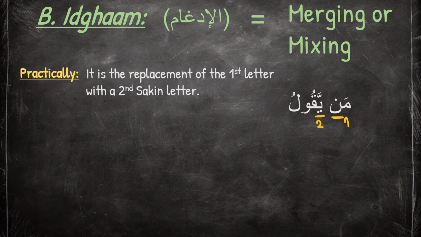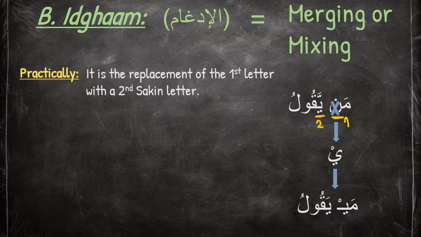Now the steps. We're going to replace this noon sakina, which is the first part, with a ya sakina, which is the second part. So remove this noon sakina and replace it with a ya sakina. Now the outcome will be may yaqul, two ya letters. Now we don't have any noon. How do we pronounce this example right now? It will be من يقول.